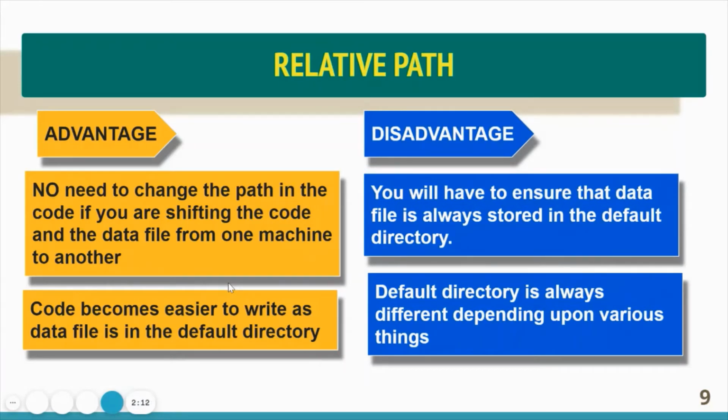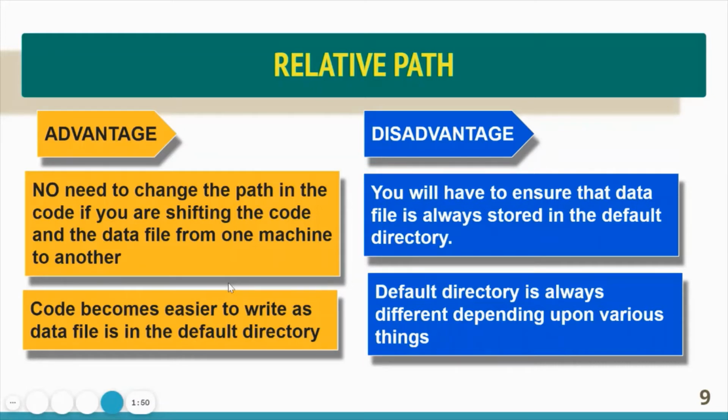Now let us talk about some disadvantages of the relative path. The disadvantage is you have to ensure that your text file or binary file or CSV file, whatever file you are trying to access, must be in the default directory of Python. If it is not in the default directory, then your code will not be able to access that file.